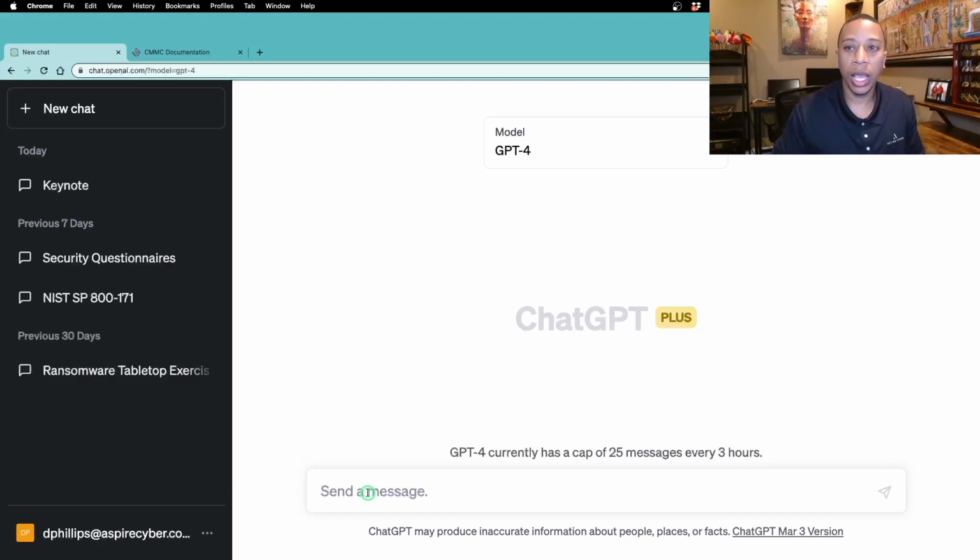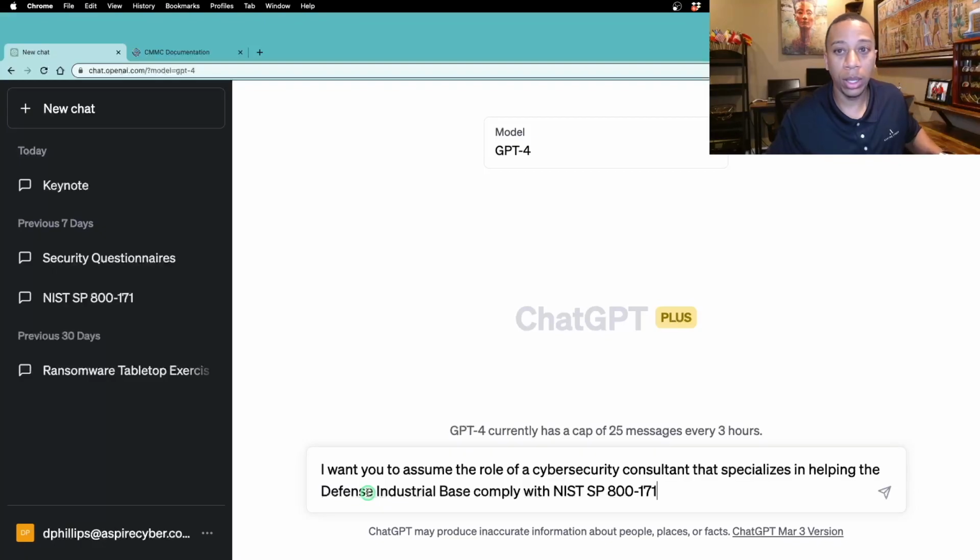The first thing we want to do is let ChatGPT know what role we want it to assume. We're going to prompt it by saying, I want you to assume the role of a cybersecurity consultant that specializes in helping the defense industrial base comply with NIST 800-171. That is going to be our starting point. So we want to give ChatGPT some context. And remember, we're prompting it to give us the information that we need. The higher the quality of information that you provide, the higher the quality of the responses will be. So let's get started.